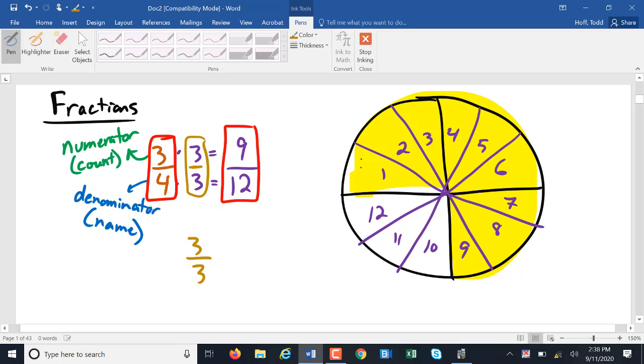The bottom 3 is telling us it takes 3 pieces to make a whole object. The top three says we have three pieces. In other words, that equals one whole object, or just one. Anytime we multiply or divide by one, it gives us the same value. It doesn't change the value, but it can change the appearance of it. This is what we call a unity fraction.